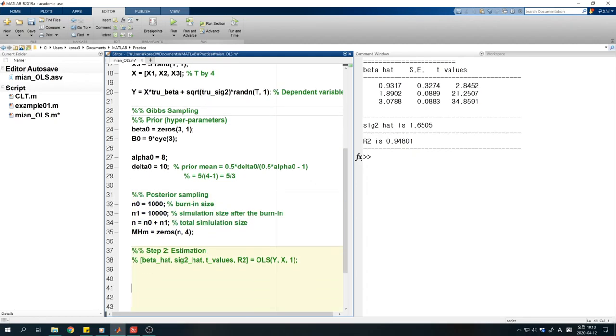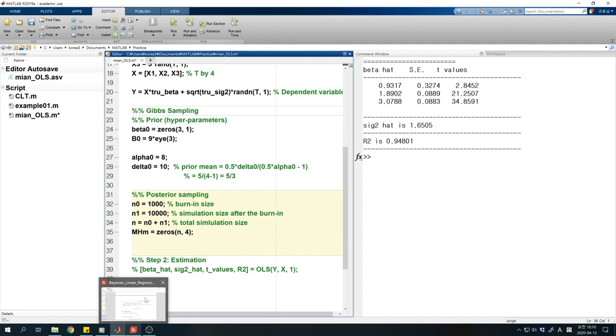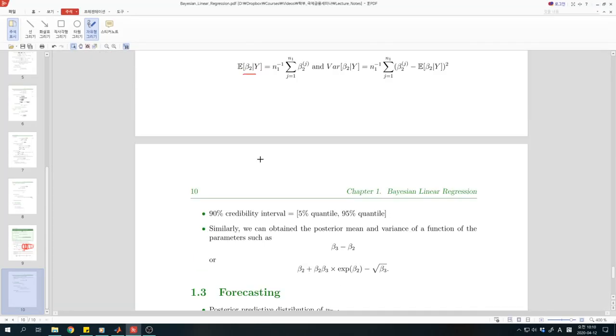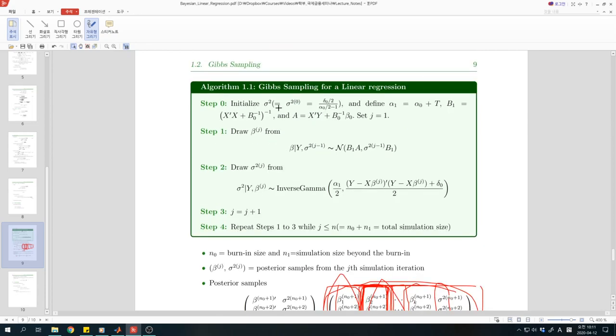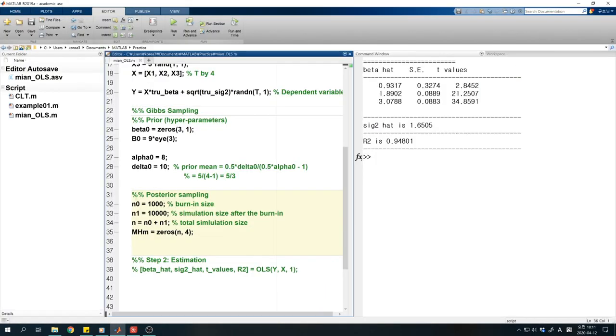That's right. So now what do you have to do? Let me go back to the algorithm. What do you have to do? Now we have to specify the initial value for sigma square, right? What's the initial value? The prior mean. So then, for the initial value, I would say sigma square's initial value is here.